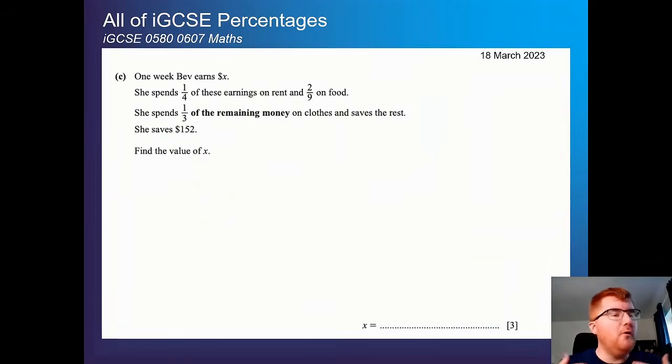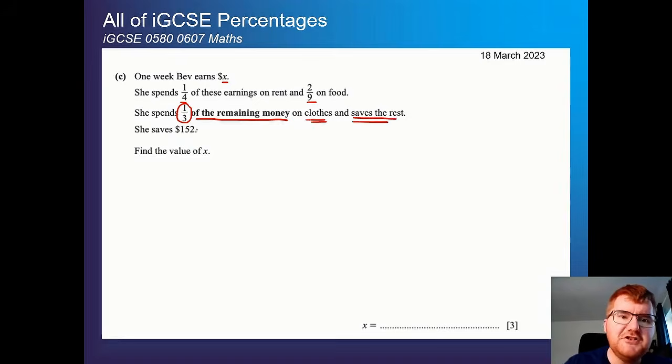And we move on to a more problem-solving style question here. So 1 week, Bev, new person here, Bev, she earns X amount of dollars. She spends a quarter of these earnings on rent and 2/9 on food. And then she spends 1/3 of the remaining money. Now this is in bold, so whenever I see something in bold on the iGCSE question, I'm really going to pay attention to that. She spends that remaining money, or 1/3 of it, on clothes and then saves the rest. She saves $152, work out the value of X.